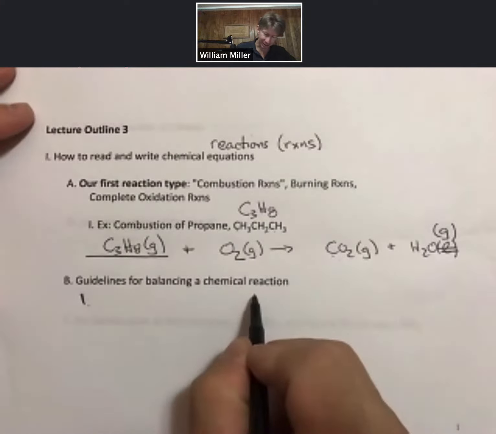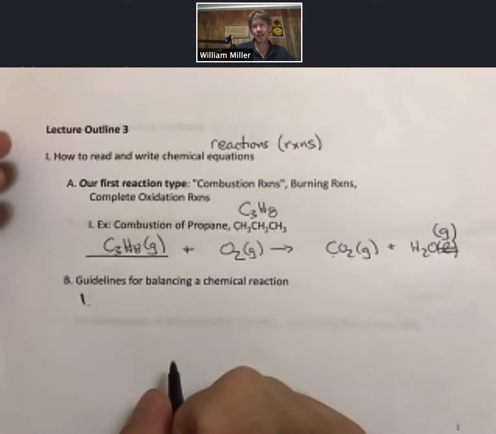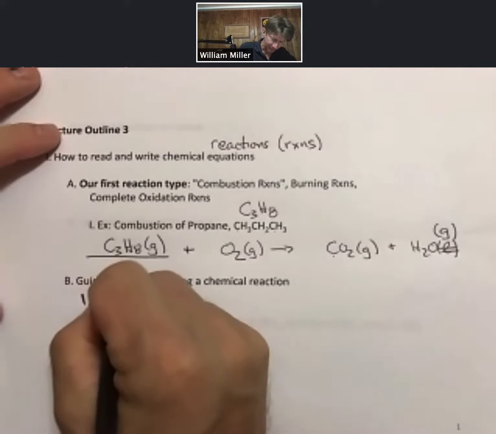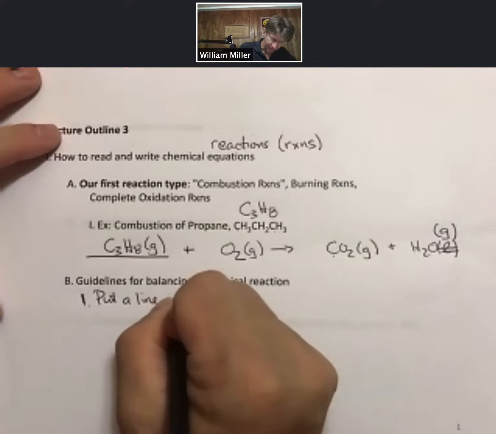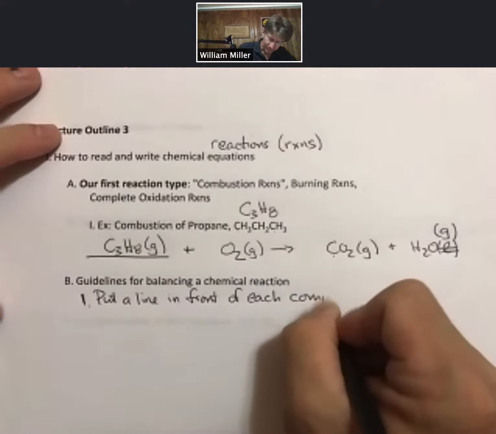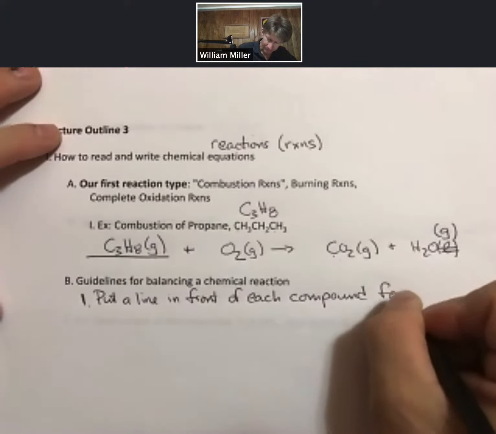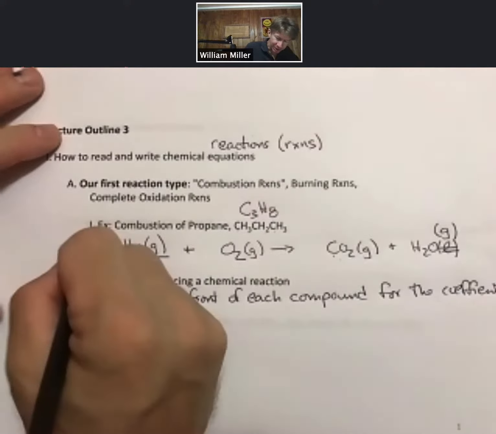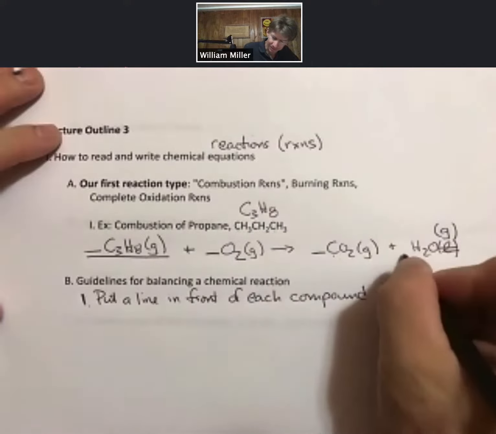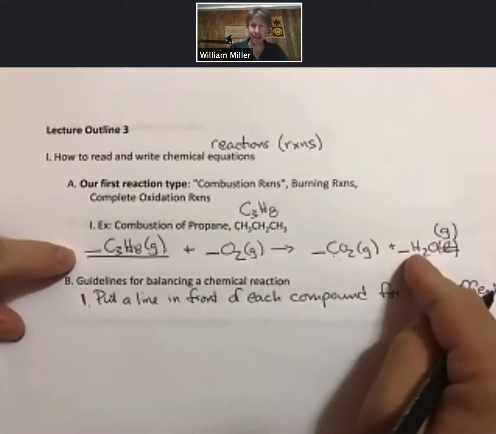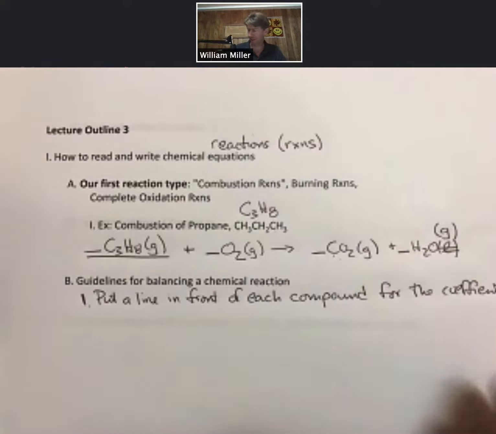Now, guidelines for balancing a chemical reaction. First thing I do is I put a line in front of each compound for the coefficient. And the coefficient, what I mean by that is I'm going to draw some lines in front. And I know I'm finished balancing a chemical reaction when all of these lines have numbers on them. And sometimes the numbers are 1, and that's fine.